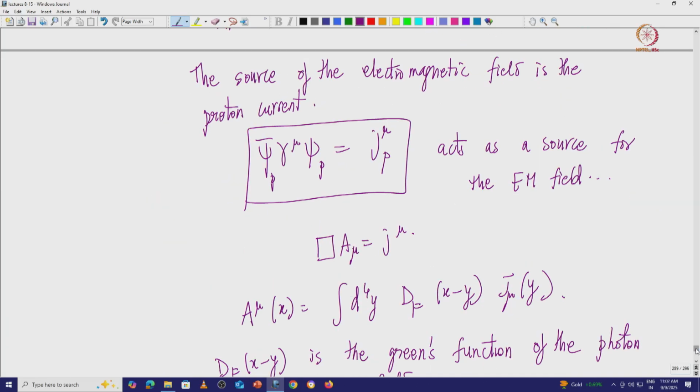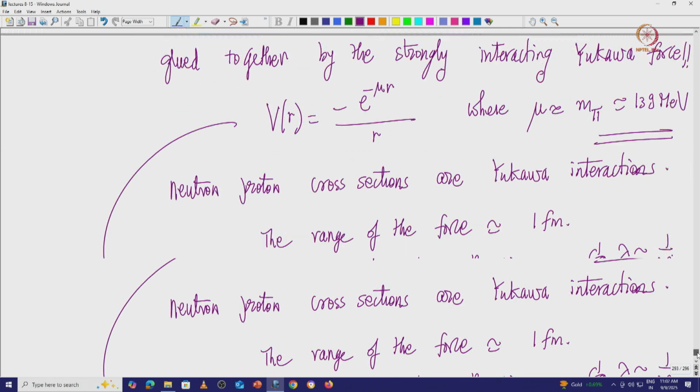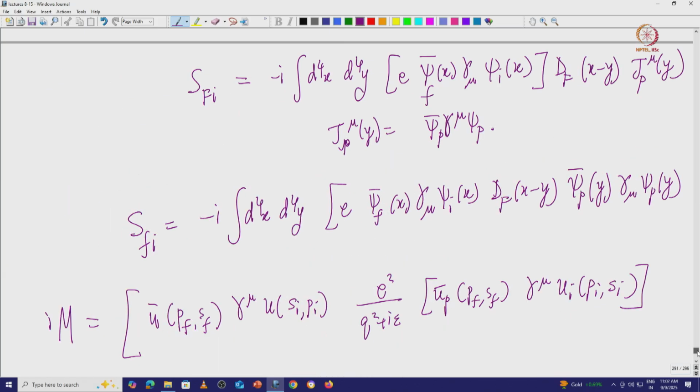That gives you 1 by q square, because the del is nothing but q square in the Fourier modes, and that gives you the propagator. So, this is extremely simple. Now this gives you the propagator; use the propagator, calculate your matrix elements and so on, and compute your cross sections and everything.